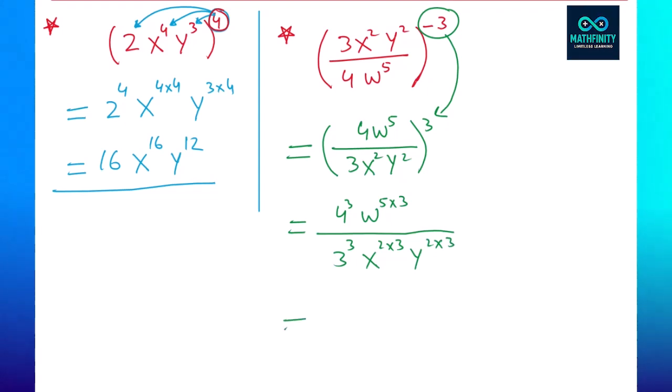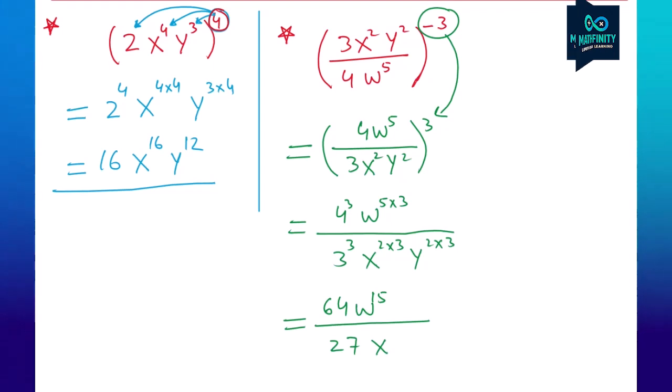So what is the final answer we can write? 4 times 4 times 4 is 64, w power 15. 3 times 3 times 3 is 27. x power 6, y power 6. This question they mostly ask in the external exam for 2 marks. Okay, so you have to do the practice properly.